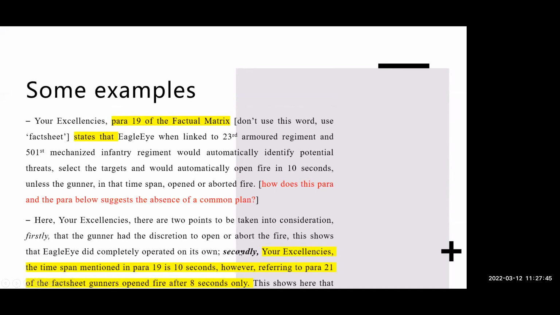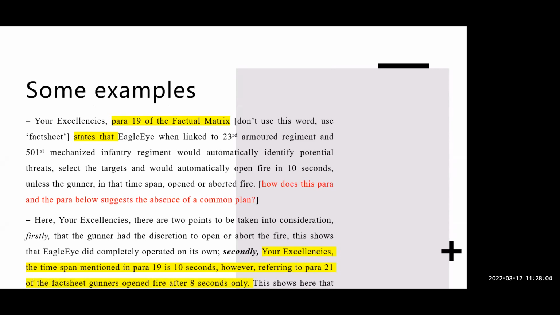Then the second example is the choice of words. For example, some of my students, who were doing the same moot, used the words "factual matrix" and said, "Your Excellencies, para 19 of the factual matrix." Again, the word "factual matrix" is not something they should have used. So I wrote it over there.